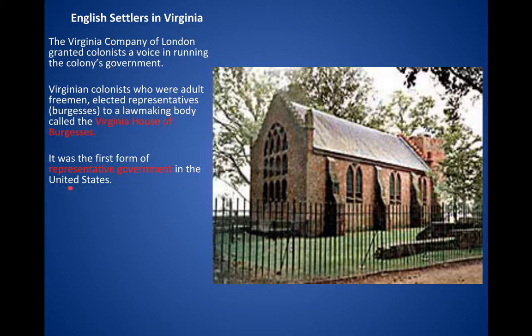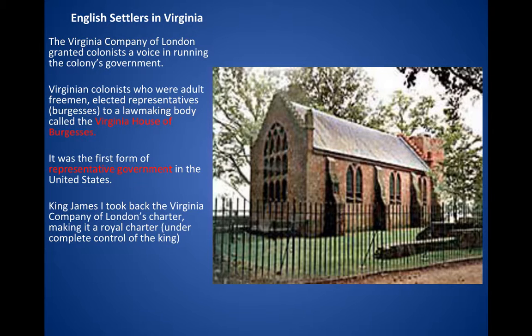Obviously, the United States wasn't a thing yet. At this time, Virginia was still a colony of England, but it would lead to the forming of the United States, and this was the first representative government in the United States, and that's something the United States prides itself on so much, is having a representative government. So this Virginia House of Burgesses was the first form of representative government where the people have a voice in the government. This was the first example of that.